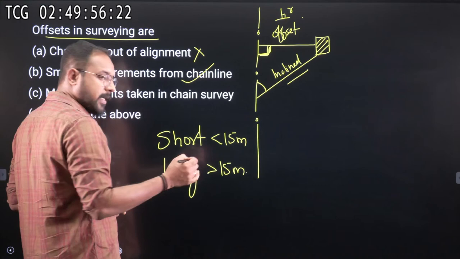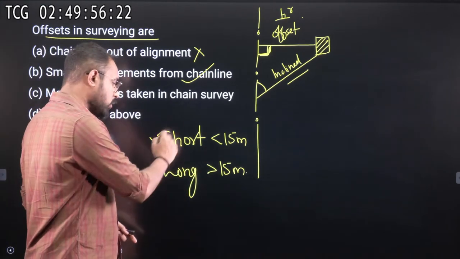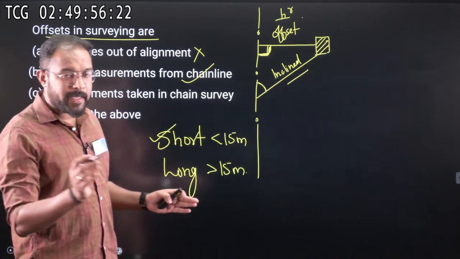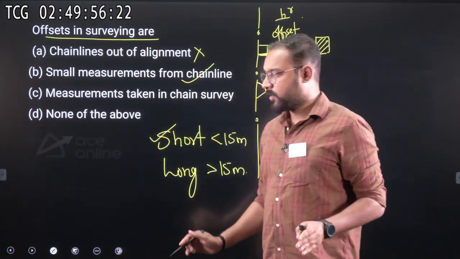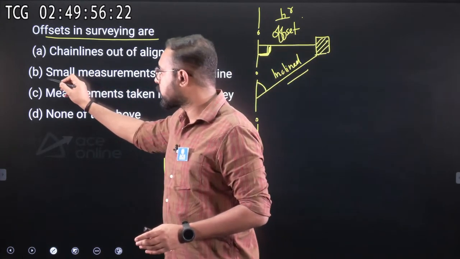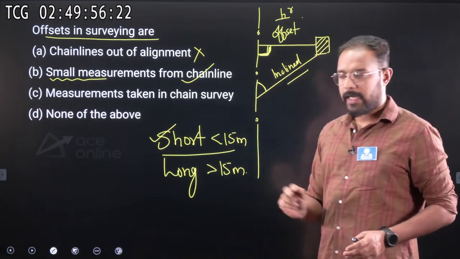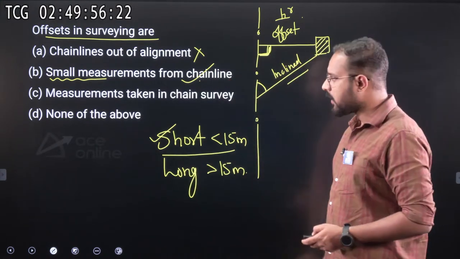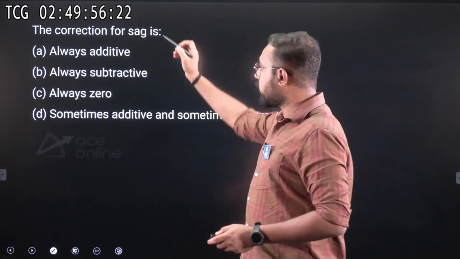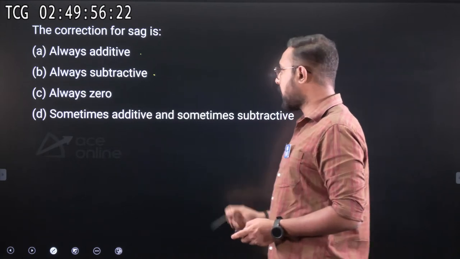Now in chain surveying, do you prefer to use a short or a long offset? We'll always go for shorter offsets, to limit the error in plotting the details. So now this statement makes more sense: small measurements, short offsets. The correct answer should be what? Option B only.